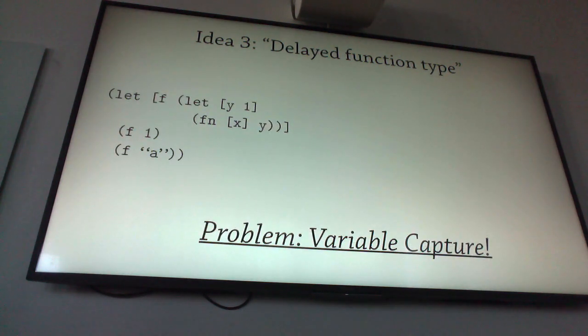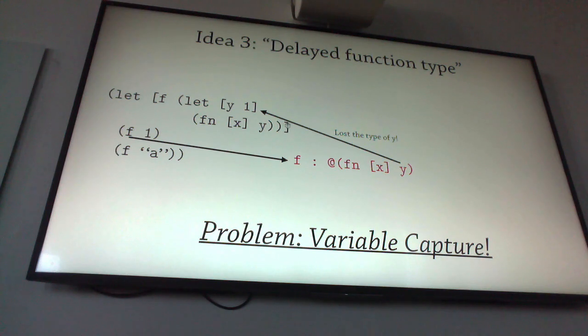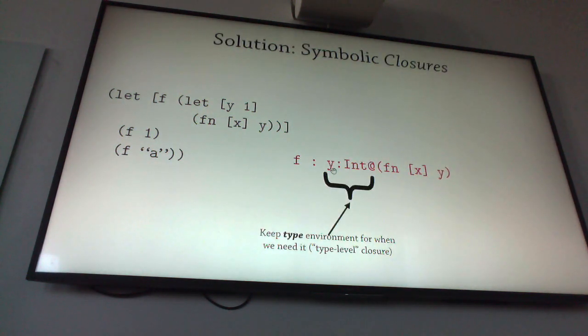All right, but we already have a problem. That's variable capture yet again. So you can see here we have y, let's say it's just 1, captured here. If we give this a symbolic, a delayed function type, then by the time we get down here, we're going to have to type check y, but we don't know the type of y. So let's generalize this idea of a delayed function type and put a type environment. Pair this code with a type environment.